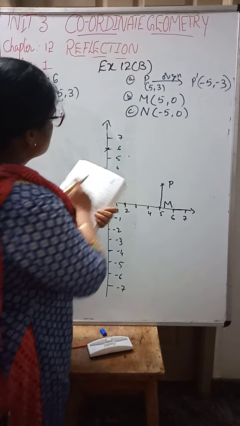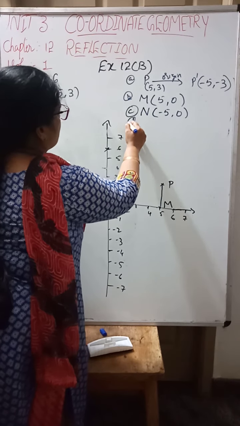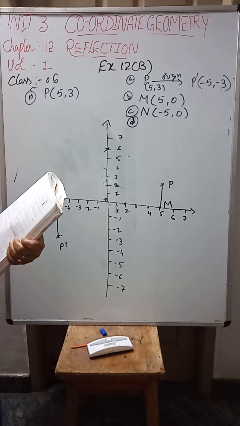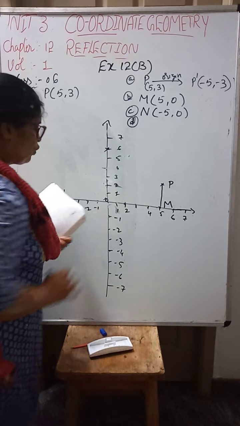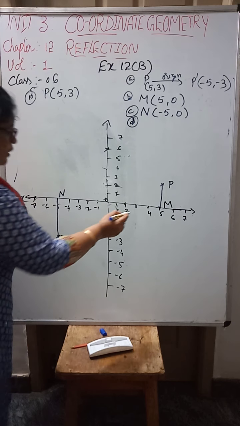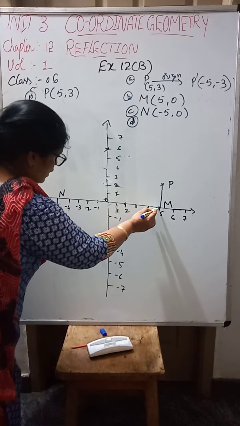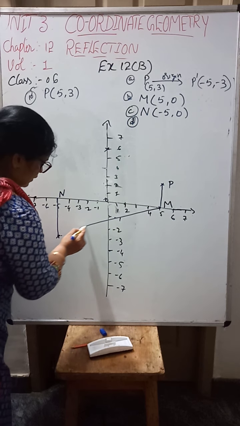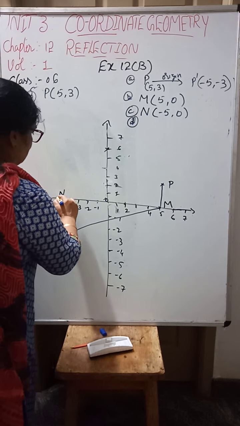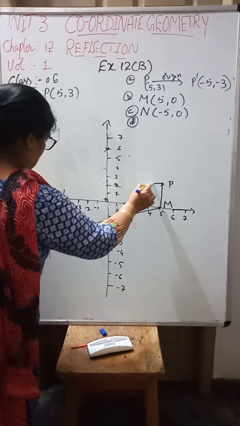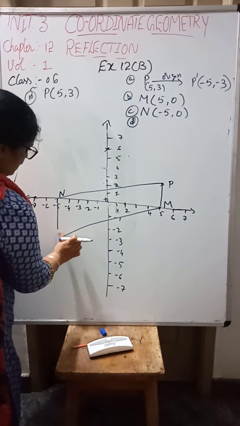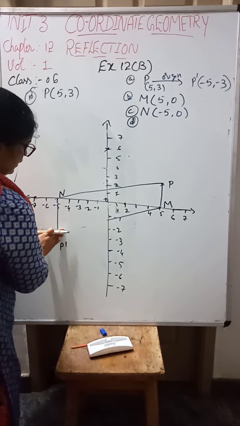Next, the question D says, name the figure PMP dash N. PM is already joined, M, P dash. With the help of a scale, I have taken a line, and NP. Children, whatever the line may be, place it.